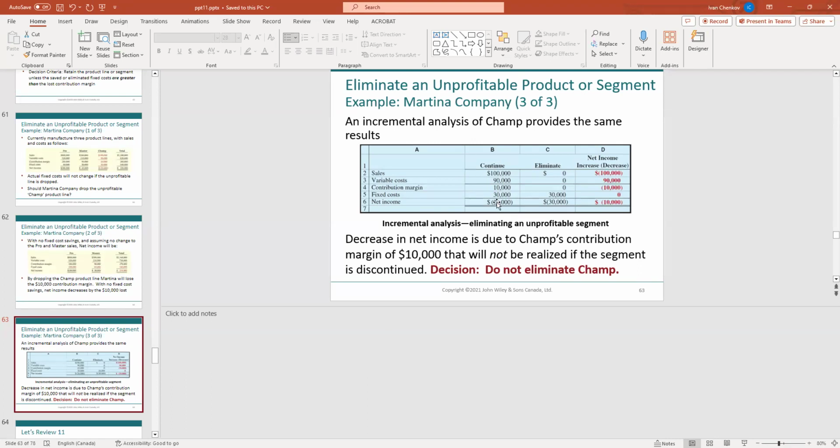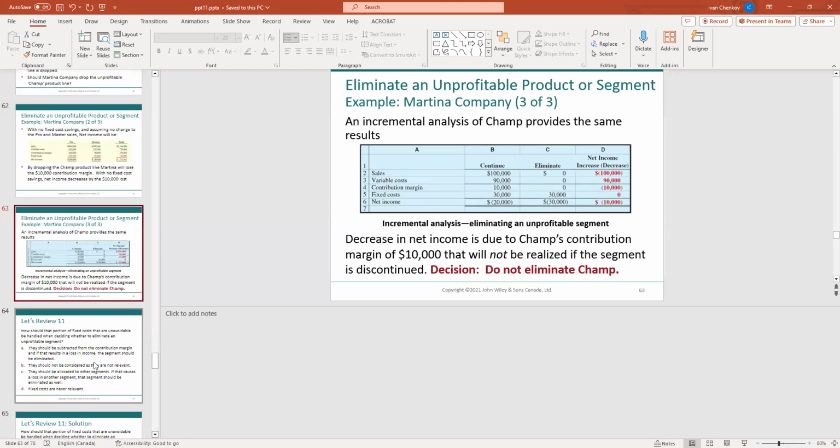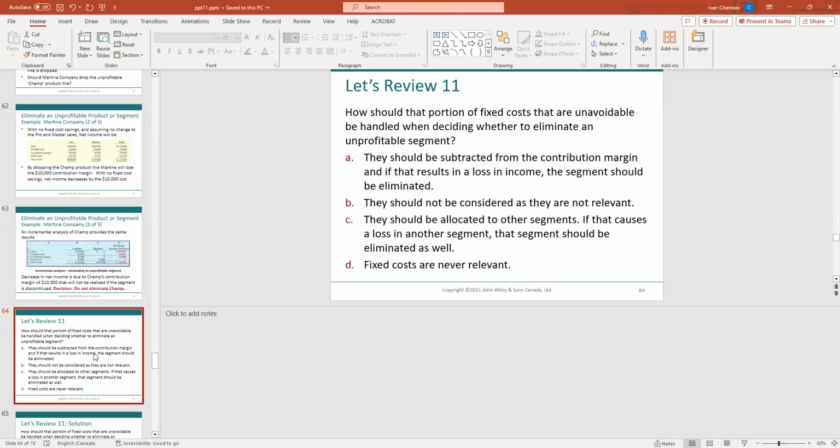The other way you can do it is this way. If I continue, this is what's going to happen. Right now, it looks like I'm losing 20,000. But if I eliminate it, my losing contribution margin will be 0, but my fixed cost is going to stay the same. Make sense? Yes, Professor. So I'm losing the contribution margin, I'm not saving anything on the fixed cost, so I'm the loser here. Do not eliminate it. Tell me what you think about this one.